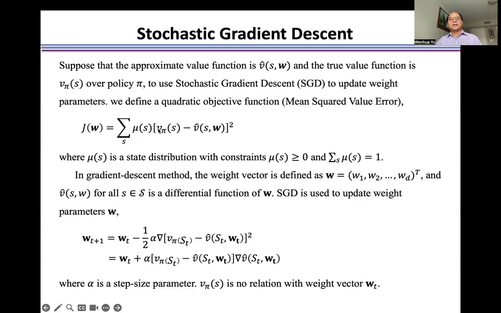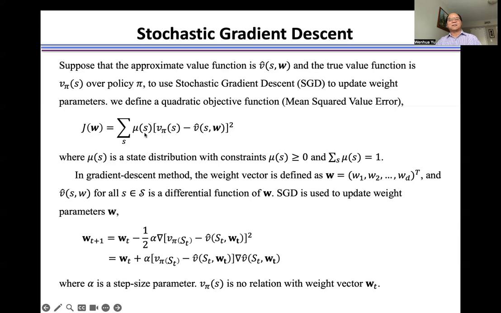Here, this is the state value function and the policy pi. In the bootstrapping problem, this is the bootstrapping target. And this V hat is the approximation of this target. This W is the weight vector. We need to update this weight vector in some way to let this approximation get closer and closer to the target.